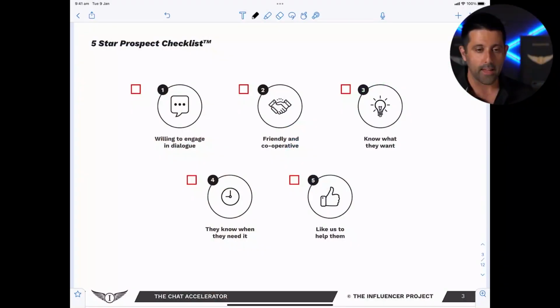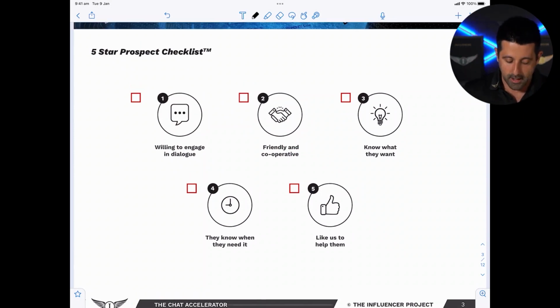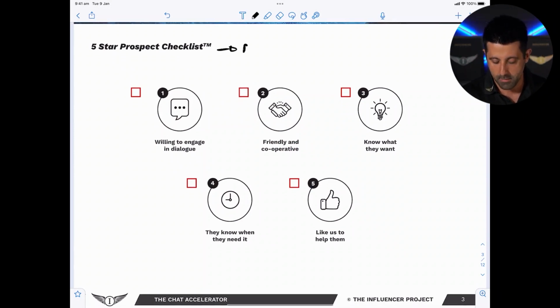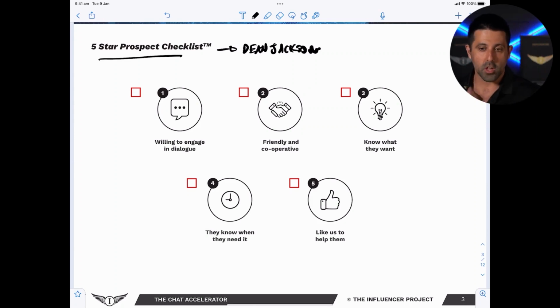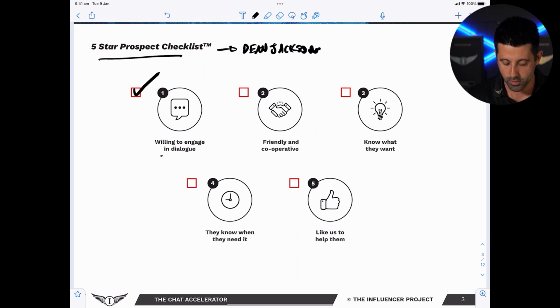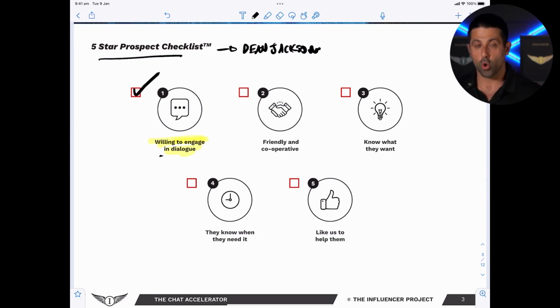So before we start, whenever you get a prospect come through, a great man by the name of Dean Jackson goes through what he calls a 5-star prospect checklist. If you ever want to get a client, the only way you'll ever get a really good client is if they're a really good prospect first. And a really good prospect has to be 1, 2, 3, 4, 5 things. The first thing they need to be is, first and foremost, willing to engage in dialogue. If someone says they're interested, but they don't want to talk about their interest, they're not really a great prospect, because you can't actually move the conversation forward in any way, shape, or form.